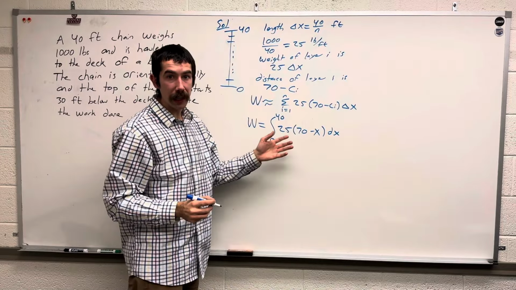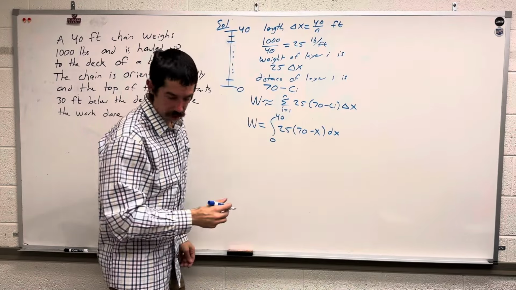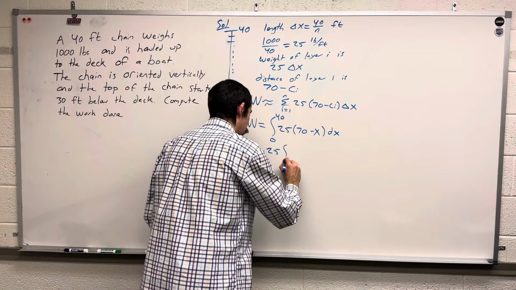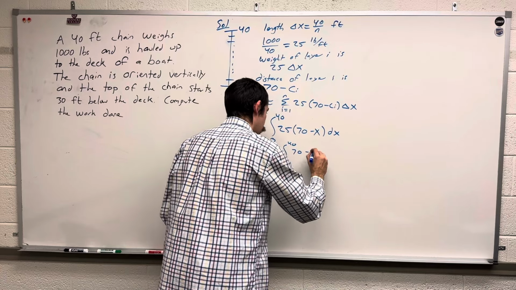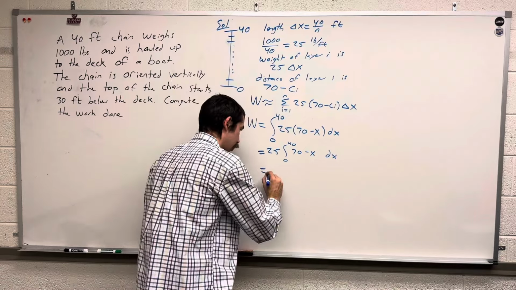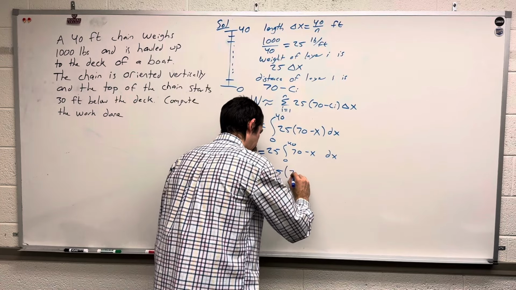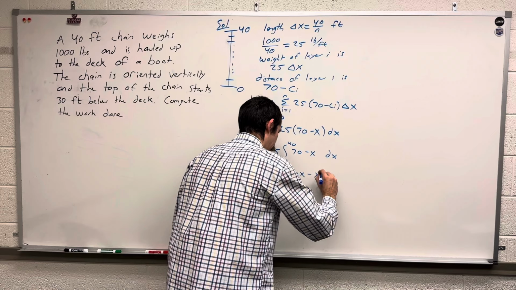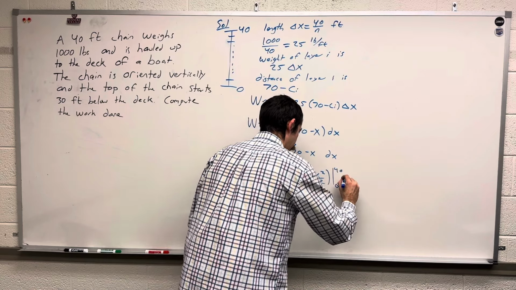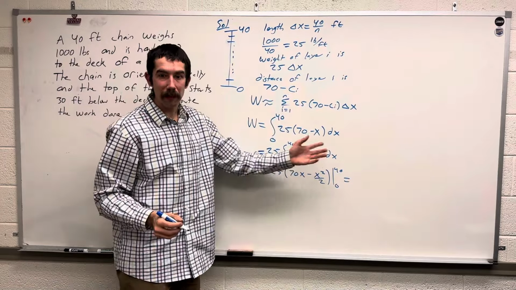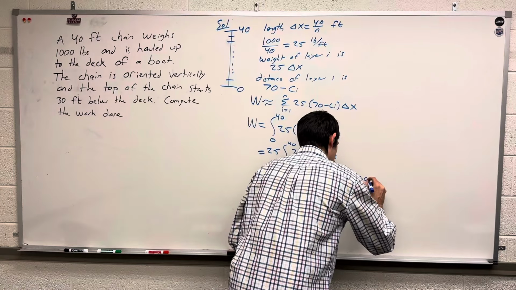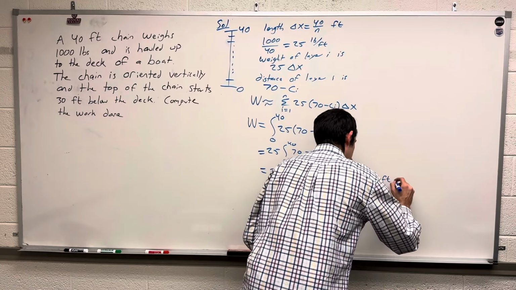All right, and this is much easier to evaluate. So this is equal to 25 times the integral from 0 to 40 of 70 minus x dx. And then when we substitute in the endpoints, we get 50,000 foot-pounds.